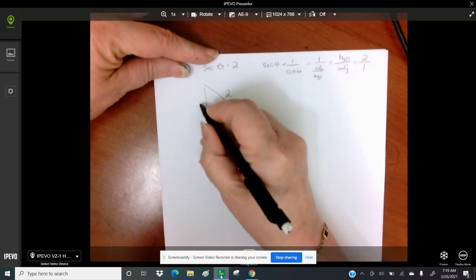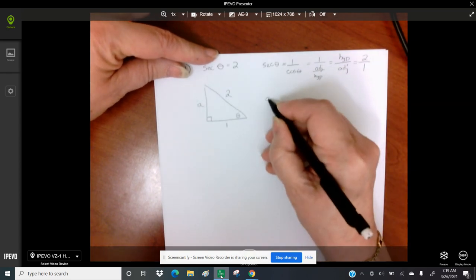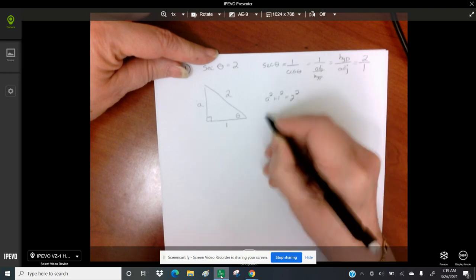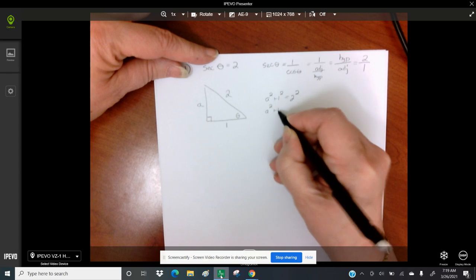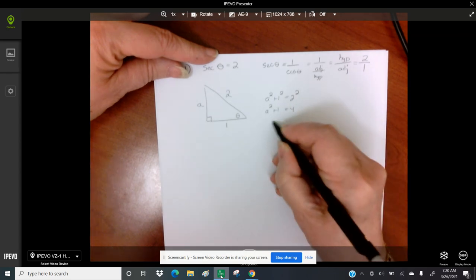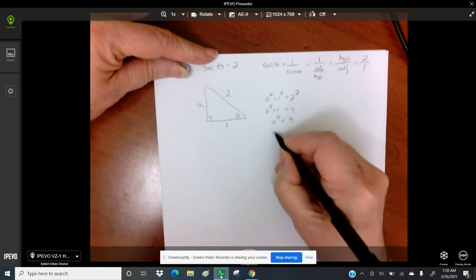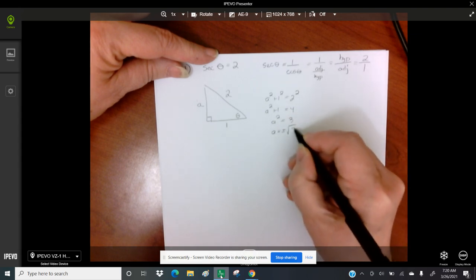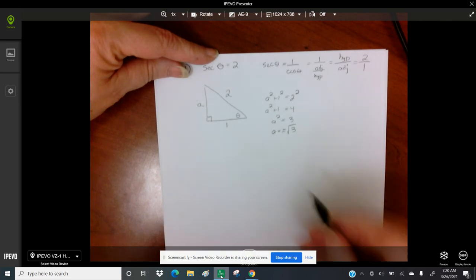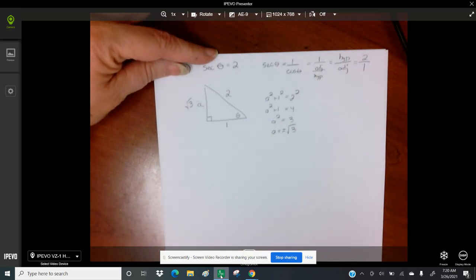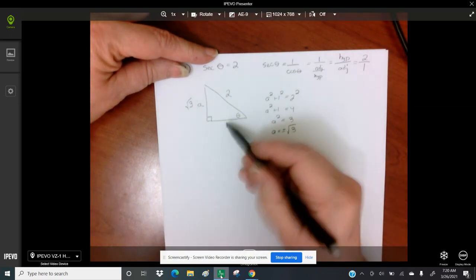So we'll call this A. So I'll have A squared plus 1 squared equals 2 squared. A squared plus 1 equals 4. A squared equals 3 if I subtract the 1. And A is going to be plus or minus the square root of 3, but of course the length can't be negative. So I know that this side is the square root of 3. All right, so now I know all 3 sides.